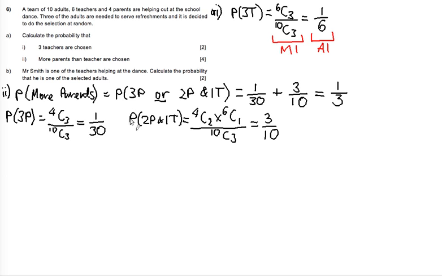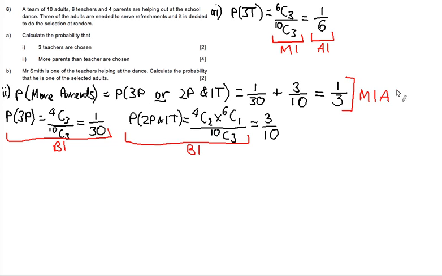Okay, so how do we get the marks here? Well, we get a statement mark for showing, separately or wherever at some point in your working, that the 3 parents would be evaluated like this. We get a statement mark similarly for doing the same with the 2 parents and the 1 teacher. And then finally we get a method mark and an accuracy mark for this line here, showing how we've summed them together and got a probability of 1/3.